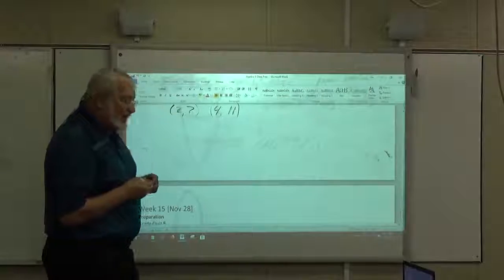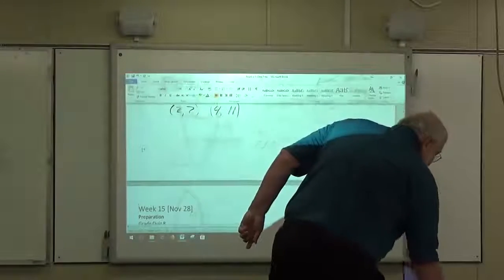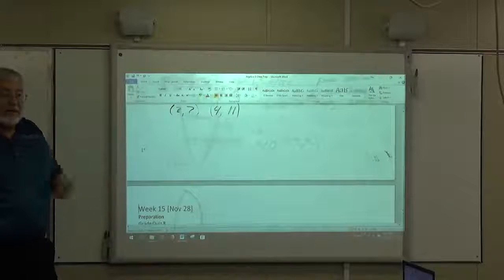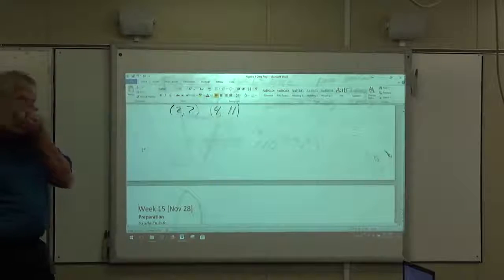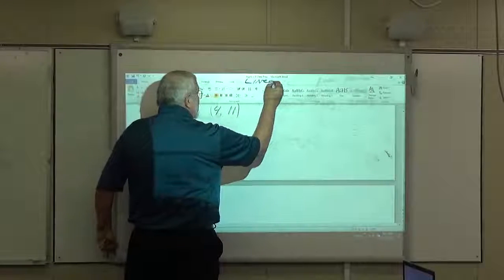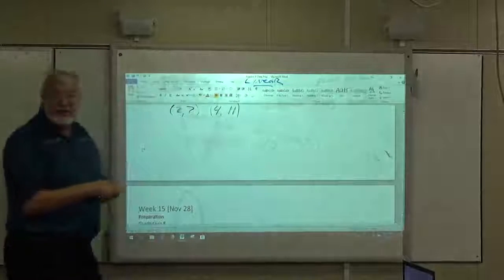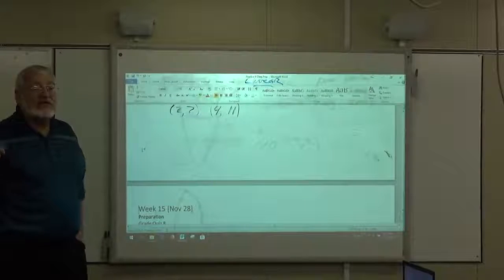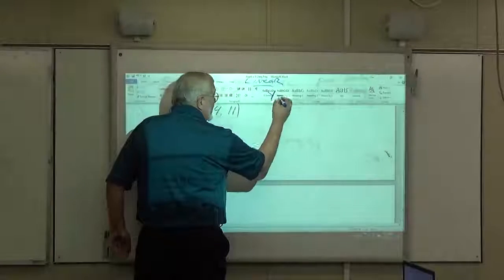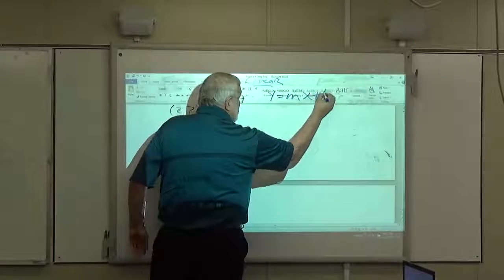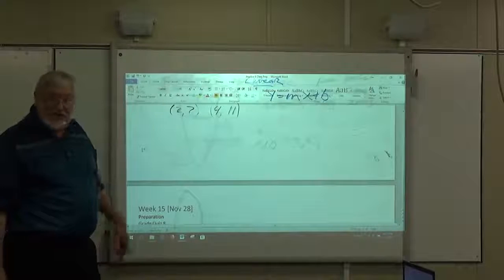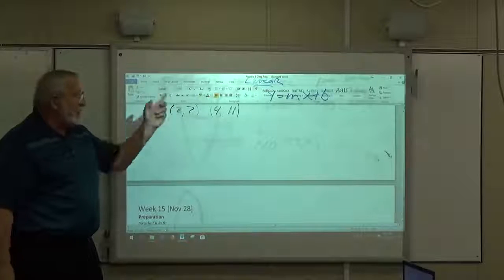2, 7, 4, 11. How do you create the graph that goes through those 2 points? All right, first of all, what kind of graph is it? It's linear. Okay, so what's the general equation using letters? y equals mx plus b. Now, I have an x and a y. In fact, I got 2 x's and 2 y's. I need to find the m and the b.